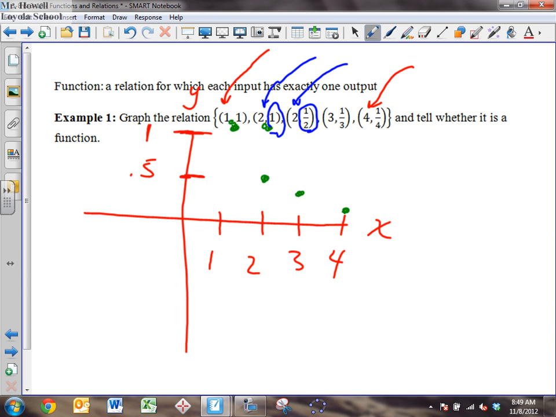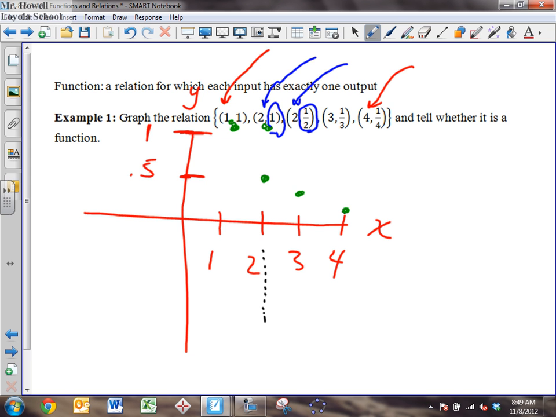So again, here's what you can remember. If you see the independent variable or the x coordinate repeat itself with a different y coordinate, it's not a function. It's not a function. Now, how can I see that graphically? How can I see that graphically? That's right, very good. What kind of a line is this? There it is, vertical.